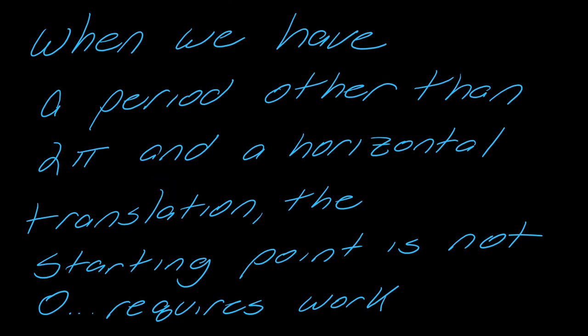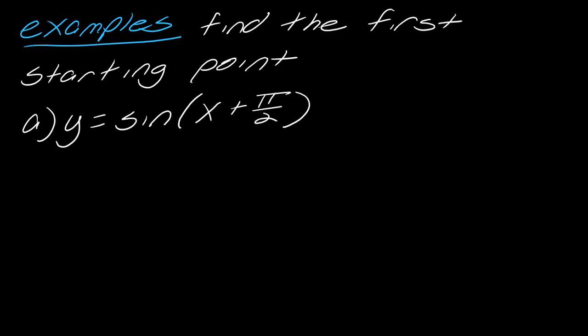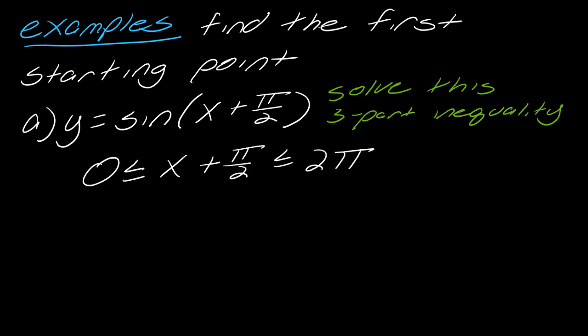So I want to show you a system of how to actually graph all of this. I want to show you where you should start graphing and end graphing. How do you figure that out when you have different translations? So I'm going to use, once again, sine of x plus pi over 2. What we're going to do is solve a 3-part inequality. The inequality will always be the same. You take the argument, just the stuff in here, and you wedge it between 0 and 2 pi.